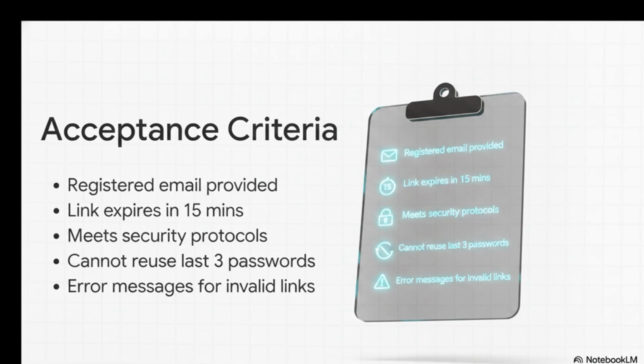For a password reset, the team establishes some rules. A reset link must be sent to the registered email. That link must expire after 15 minutes. The new password has to meet the security protocols for length and special characters. The user cannot reuse their last 3 passwords. And we need clear error messages for invalid inputs. If the team builds a feature but forgets even one of these, say the link doesn't expire, the story is simply not complete. That's it.